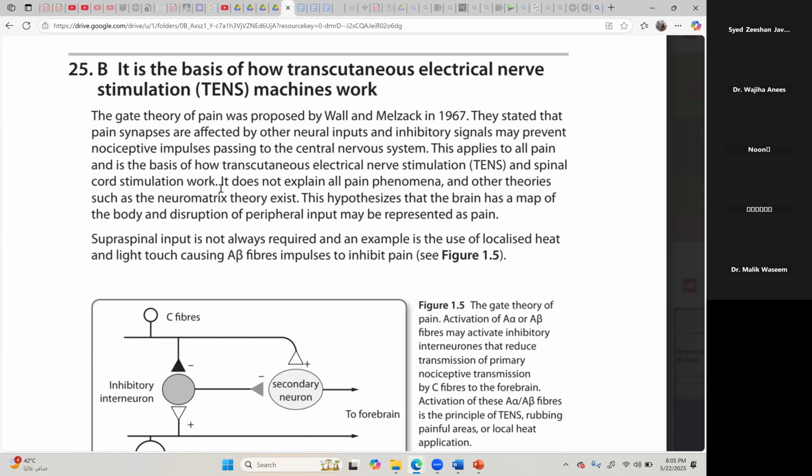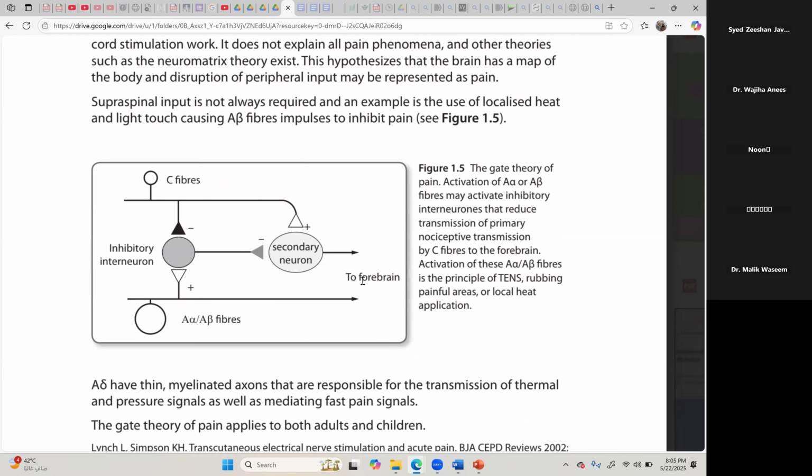It does not explain all pain phenomena, and other theories such as the neuromatrix theory exist. This hypothesizes that the brain has a map of the body, and disruption of peripheral input may be represented as pain. Supraspinal input is not always required, and an example is the use of localized heat and light touch causing A beta fiber impulses to inhibit pain. Okay.